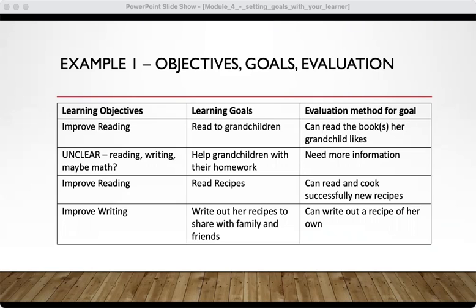The last learning goal, write out her recipes to share with family and friends. So she's going to need to improve her writing skills. And to do that, we're going to have to be able to evaluate that by seeing a recipe that she has written on her own.